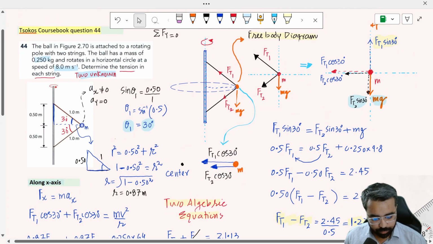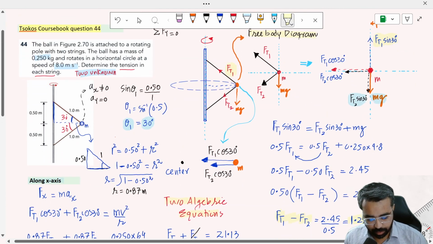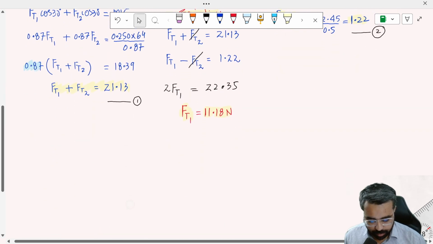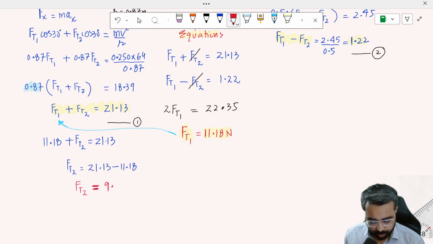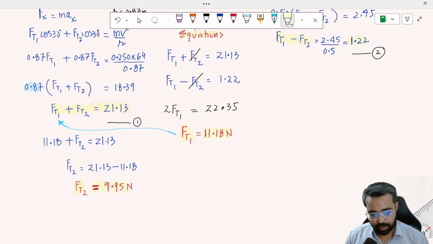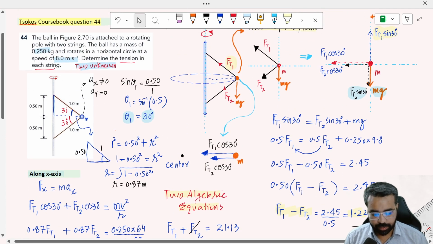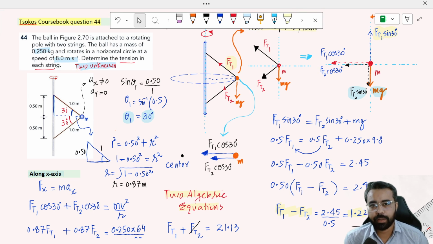You remember I told you that this force of tension must be larger than the force of tension 2. Let's verify this fact. If you plug this value into either of these two equations, finally we get 9.95 Newton. It means that string 2 is less stretched than string 1. Also, string 1 is stretched more because of the contribution of the weight. Okay, so this is the whole question, and I hope you understand it.